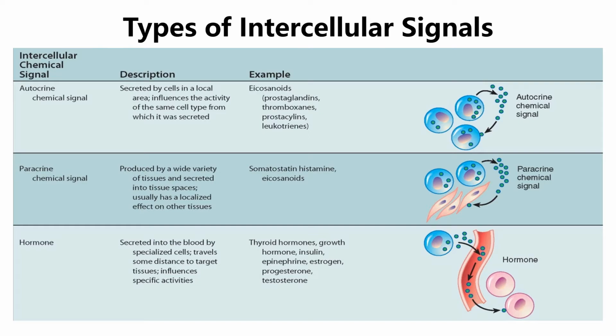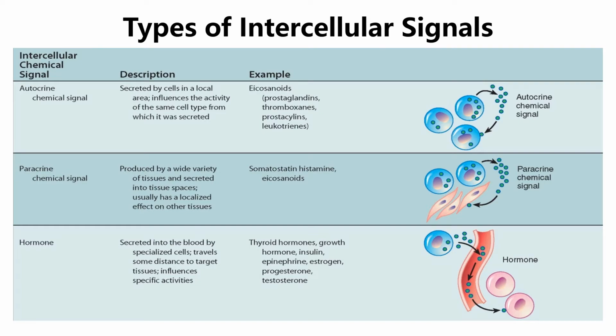Okay, so again, we have the autocrine chemical signals which are secreted in local areas. So ang naapektuhan lang ng mga autocrine chemical signals ay mga same types of cell within a local area. And then kapag paracrine naman, they are produced by a wide variety of tissues and secreted into tissue spaces. And the effects of these paracrine chemical signals can be directed to other types of cells.